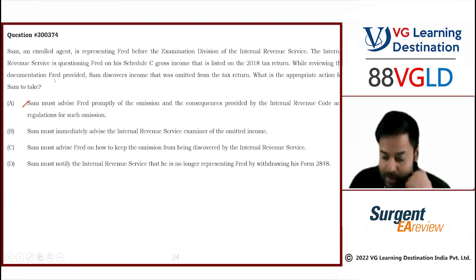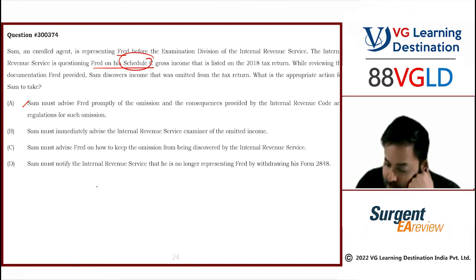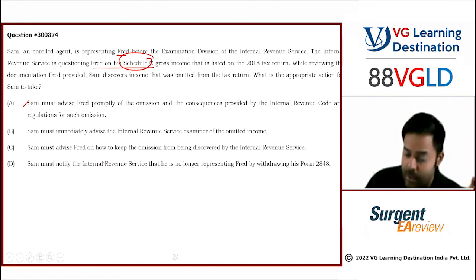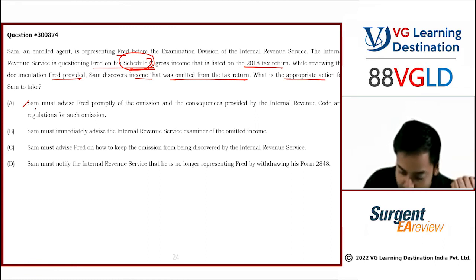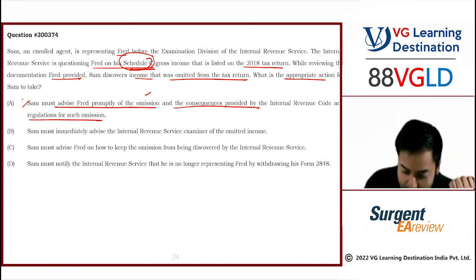An EA is representing Fred before the examination division of the IRS. The IRS is questioning Fred on the Schedule C. Schedule C is, guys, basically the business income. So whatever is the business income, it comes on the Schedule C. That is listed on the 2018 tax return. When reviewing the documentation Fred provided, the EA discovers income that was omitted. In that case, what is the appropriate action? Yes, you need to promptly advise Fred of the omission and the consequences of the omission. Correct.